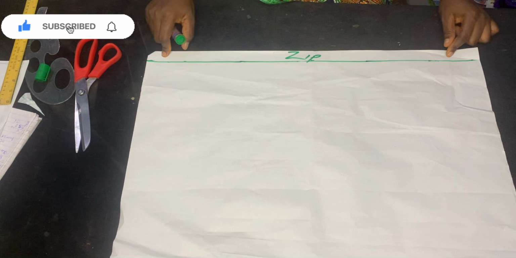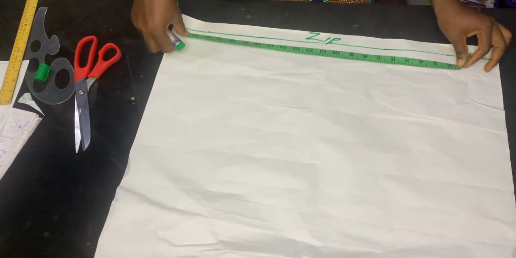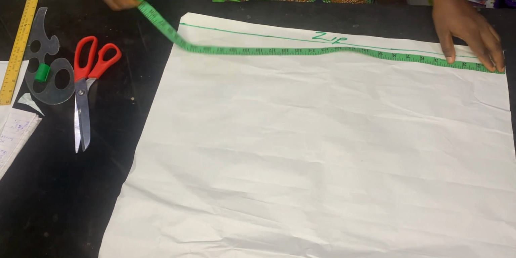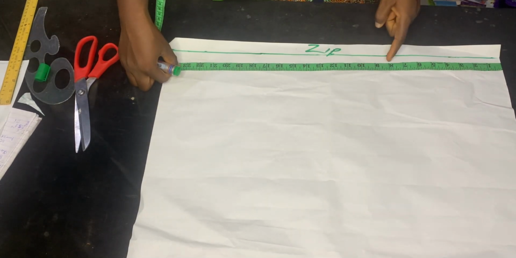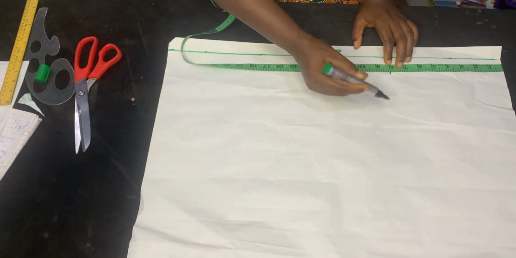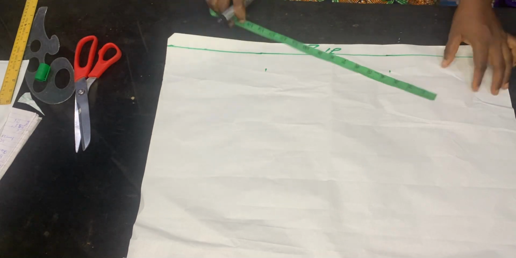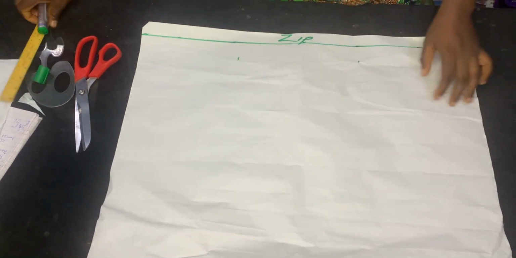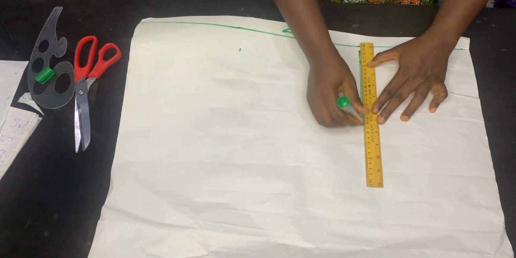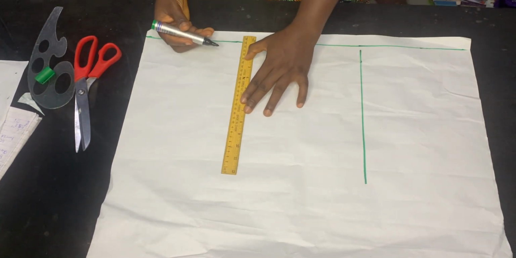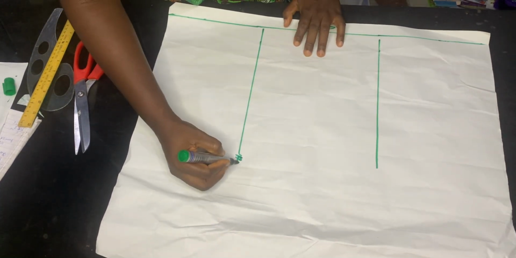So after you're done connecting it, go ahead and label it as the zip. I'll start by taking down the measurement, okay. So I'll mark out my bust line and my waistline, okay. Then the down part will also serve as the blouse length, and then go ahead and mark it out like this.